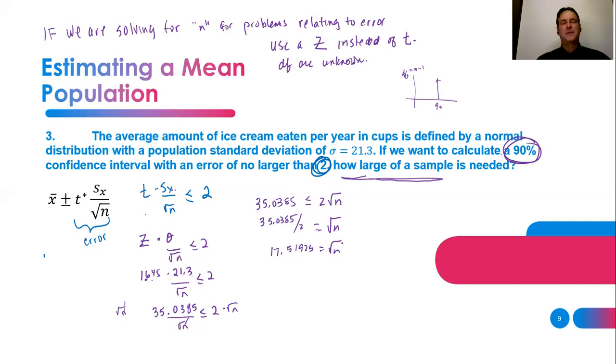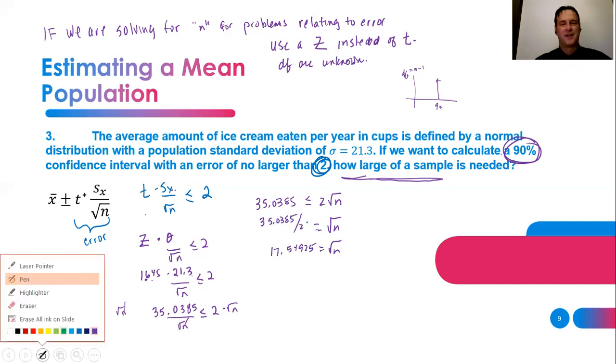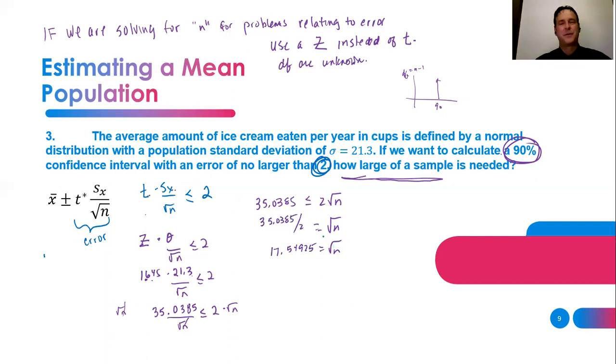Now, most common mistake: people think, I've got one more step, and they will square root this answer. You don't do that. You have to do the reverse operation. You have to ask yourself, how do you get rid of the square root? You do that by squaring this side and squaring that side. When you do so, you get 306.92. Keep in mind that you always round up. So in this case, your n will be 307.